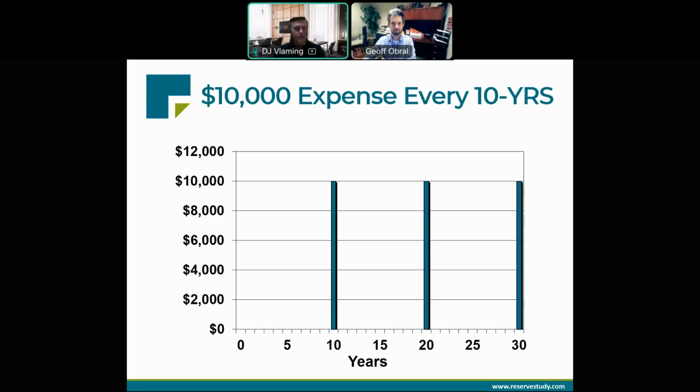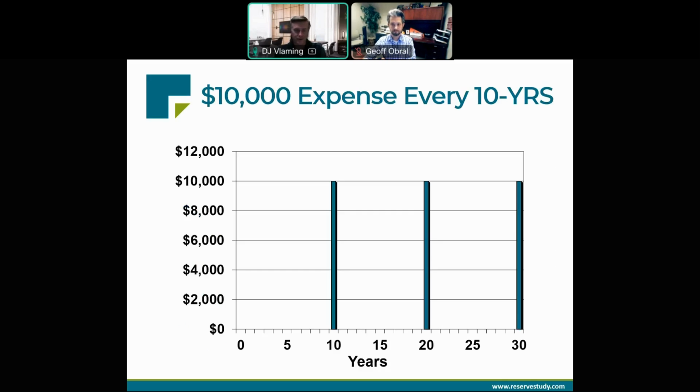Now, fortunately, this is a pretty simple concept. I'm illustrating with an example of a $10,000 expense that occurs every 10 years. I've eliminated the effects of inflation to keep the illustration simple. The question is, how much should the association have in the bank to prepare for this recurring expense?